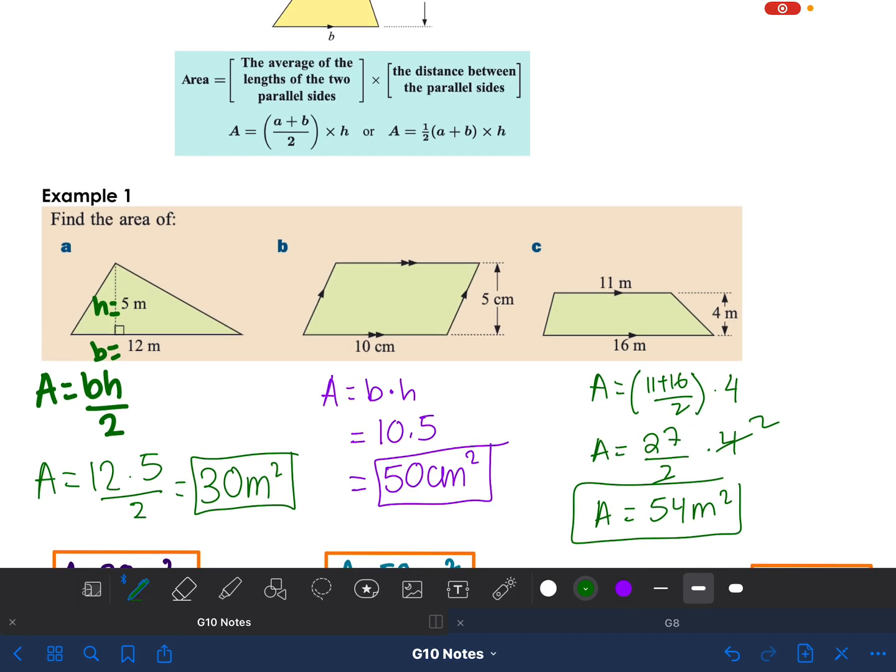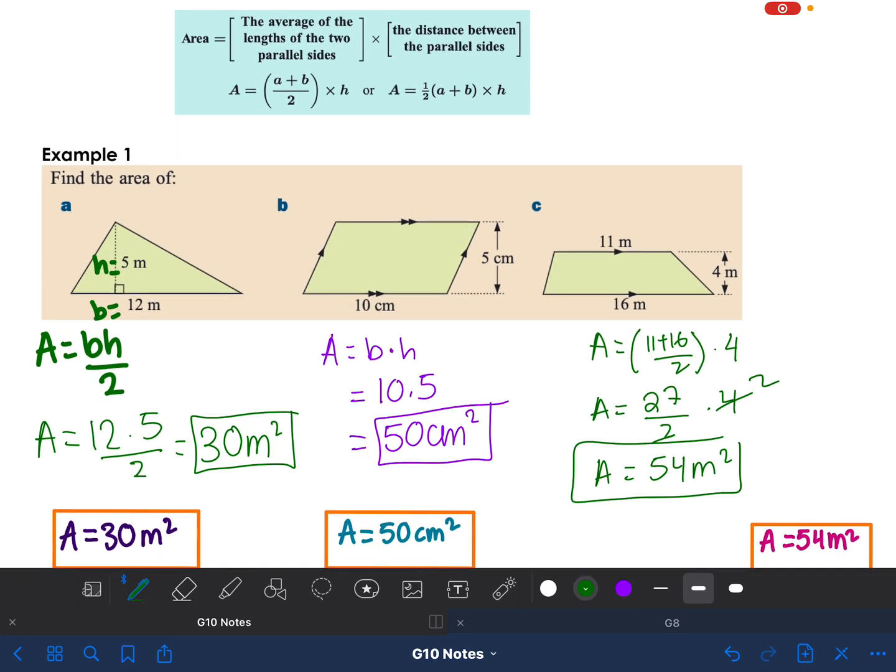So yeah. And then for the parallelogram, you need to multiply the base times the height. And the height is the distance between the bases here. Not this. This is not the height. Okay, so 10 times 5 is 50.